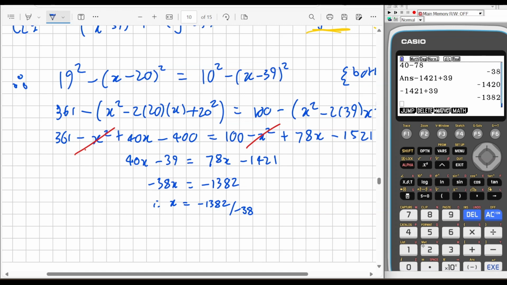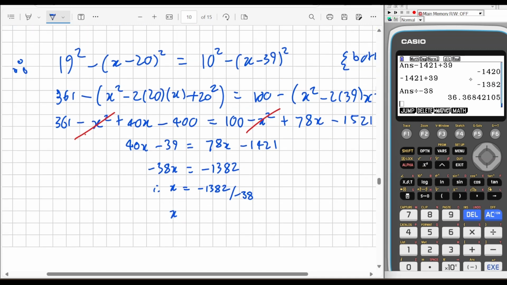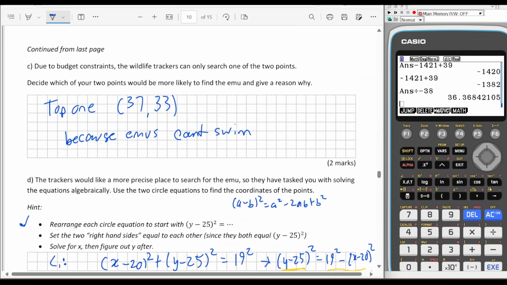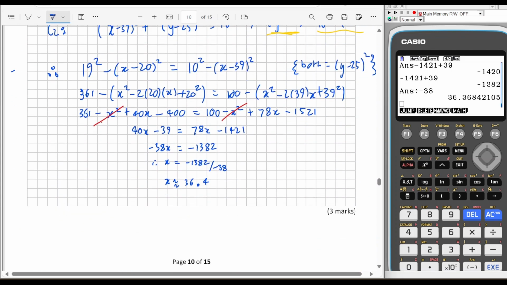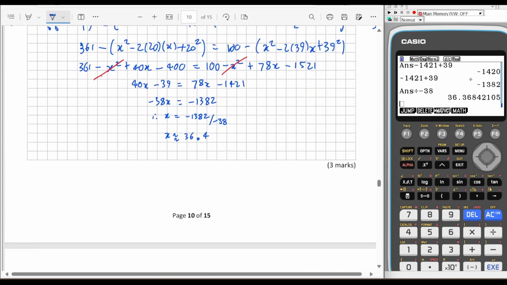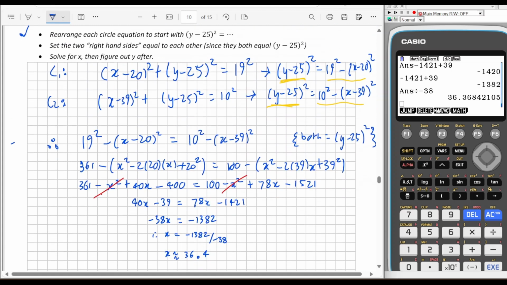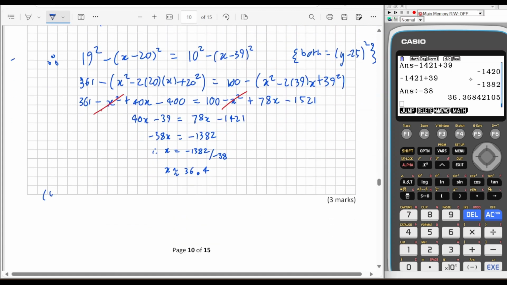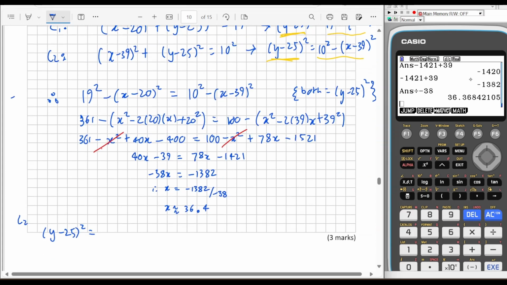So we can do that. Minus 1382 and minus 38. So x seems to be 36.4. Okay, which matches pretty closely to that 37. Wonderful. Then if we want to get y after, so use one of these two equations. I might use the bottom one. (y - 25) squared is, so this is from circle 2.